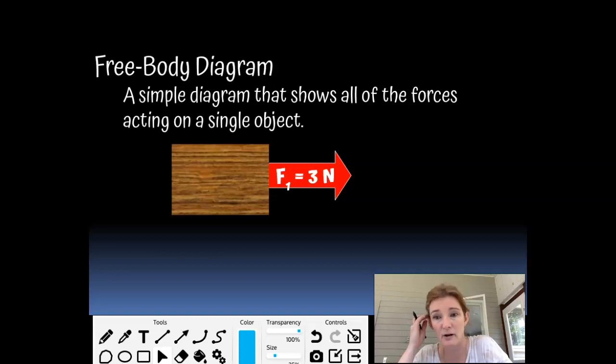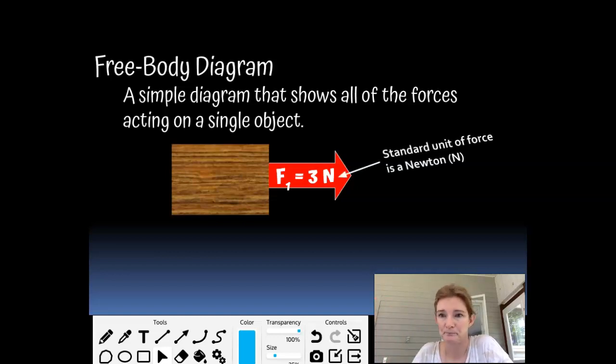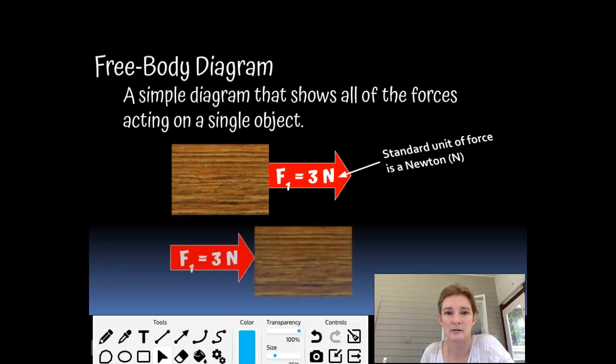Now, these obviously could get very complex. We're going to keep it really simple. We're going to have forces in one dimension only. So, as you know, the standard unit of force is a Newton. So on this box, we have a force of 3 newtons, and you can see that this is actually a pulling force.